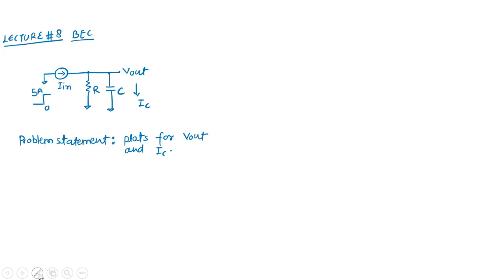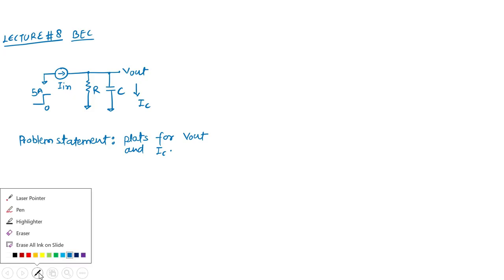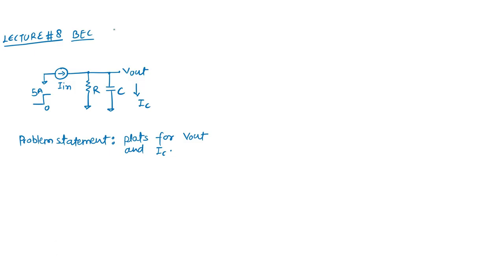Here there is a little modification. There is a current step we are giving here. The modification is that instead of the R in series with the capacitor, now the capacitor and resistor are in parallel. The problem statement again is to plot V out and IC.